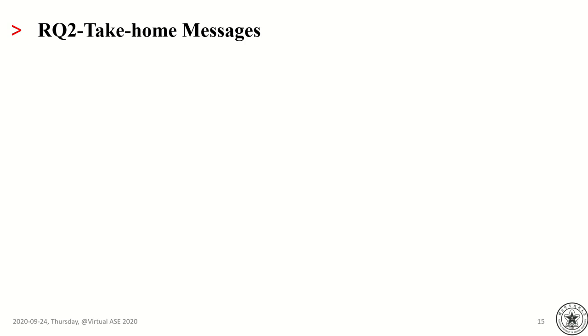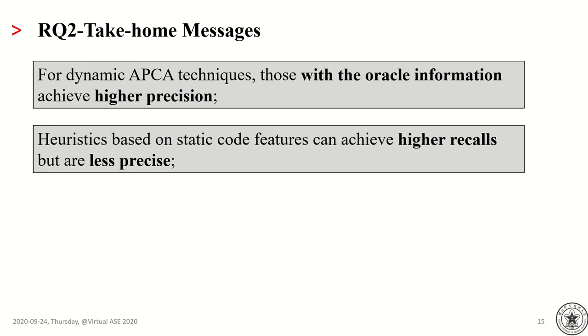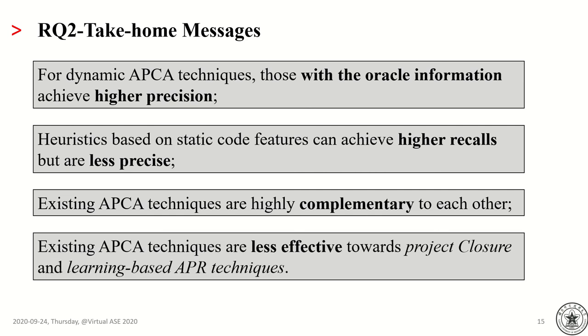So what can we learn? For dynamic APCA techniques, those with the oracle information achieve higher precision. Heuristics based on static code features can achieve higher recalls but are less precise. Existing APCA techniques are highly complementary to each other, but they are less effective towards Project Closure and learning-based APR techniques.